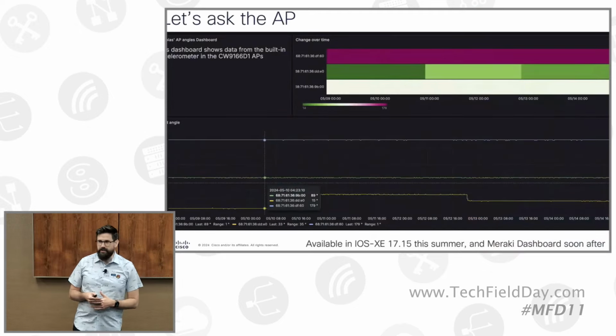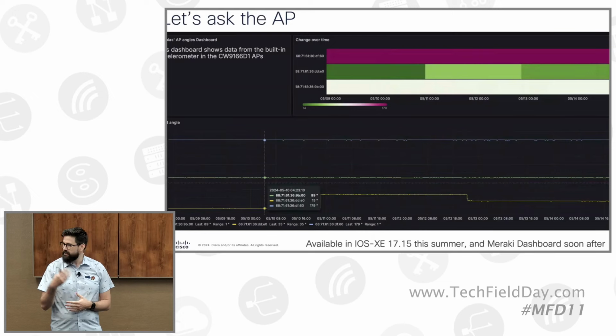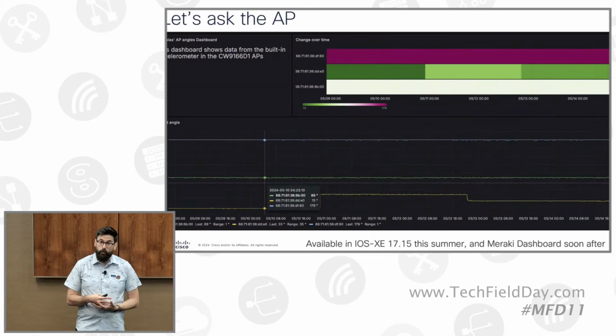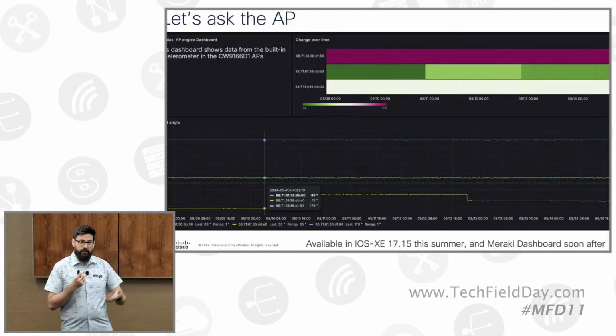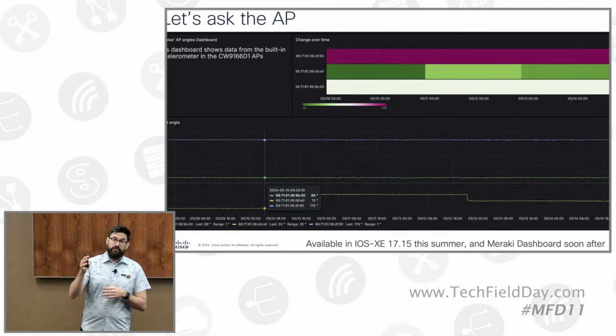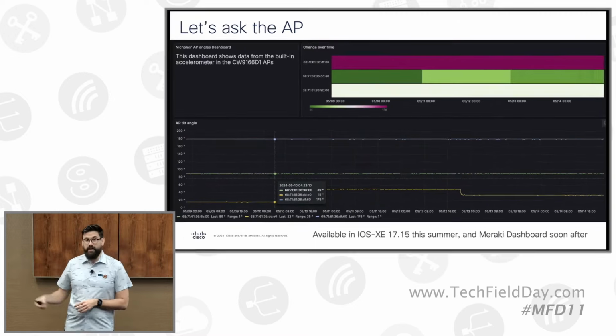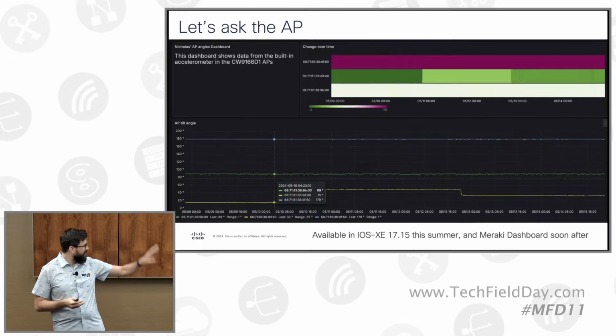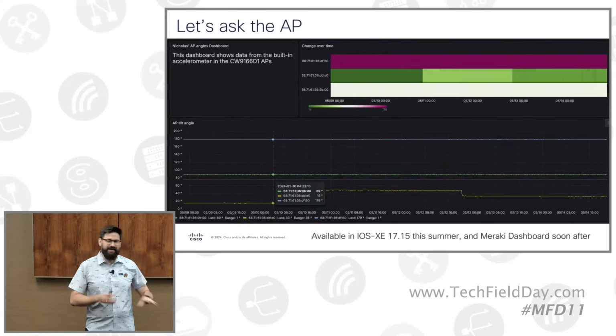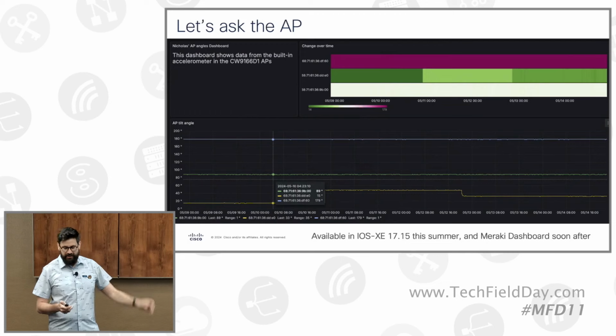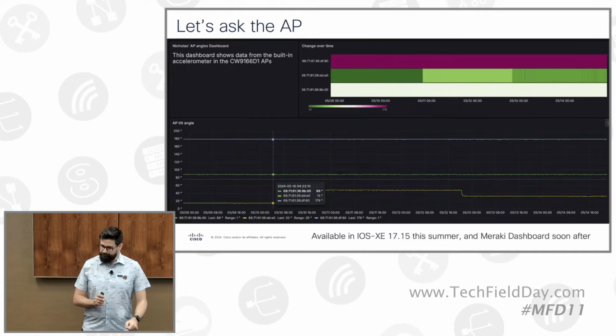In November, we talked about us putting accelerometers in the access points. Happy to announce that starting 17.15.1, you can go pull this data off the wireless LAN controllers, and we're putting it in the Meraki dashboard soon after. For those Norwegian Grafana-loving wireless folks, you know who you are, you can do way better than I can. So crazy. But just wanted to give a shout out that that's going to be available. Super elegant, small, very impactful feature.